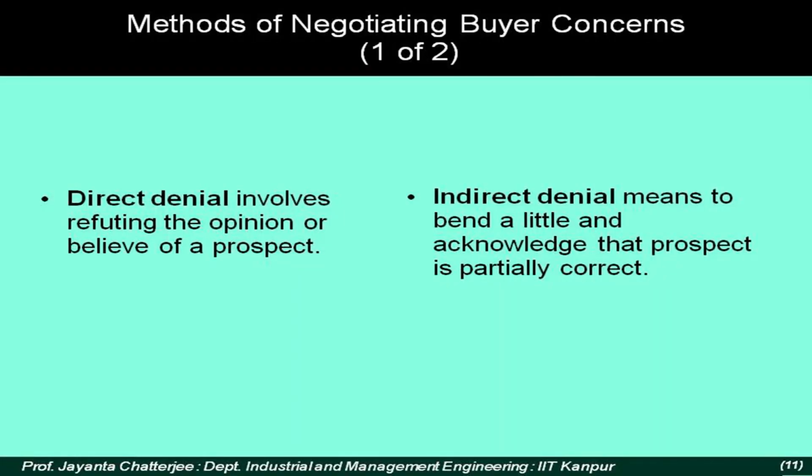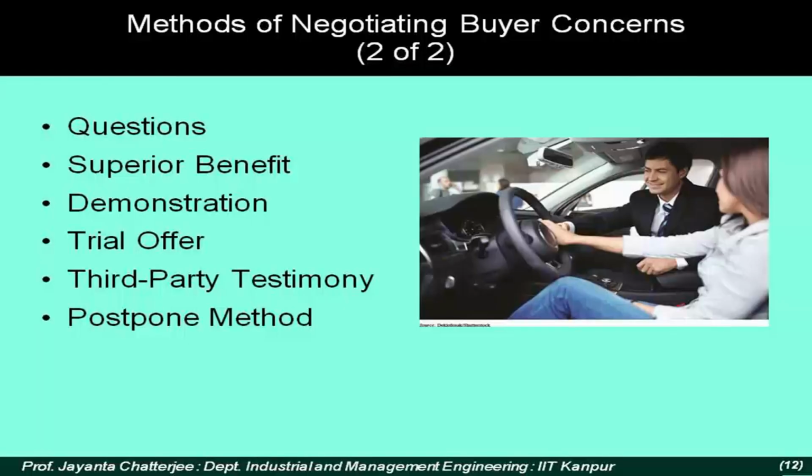Also, it is always better to provide a little flexibility in the way you respond, that maybe you can even say, oh, I understand your point, or maybe earlier this was correct, but now you look at our new model and look at these features and benefits, etc. So this is what we call indirect denial, where you bend a little, acknowledge that the prospect can be partially correct, and don't create a polarized situation.